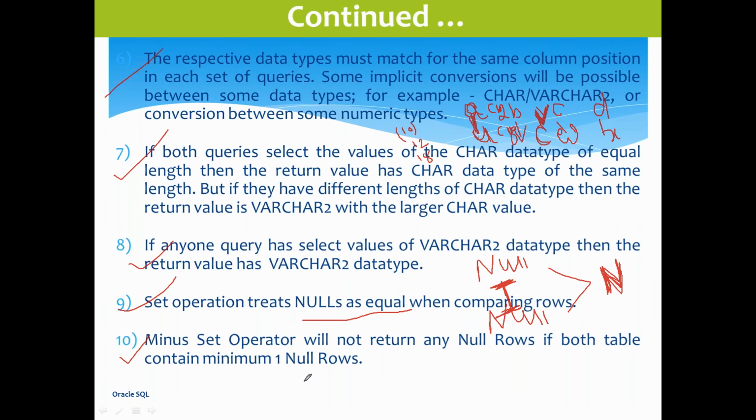Suppose we are using the set operator minus. This is the first query, this is the second query, and we are using the minus operator. It will behave the same as 10, 10. If 10, 10 are present in both queries, the 10 will not display in the minus query. So if null, null are both there, then null will not come. It will ignore that. If in the second query null is there, and here only one null is there, then the extra it will take.